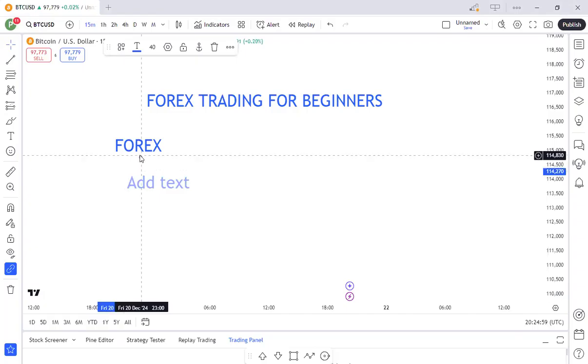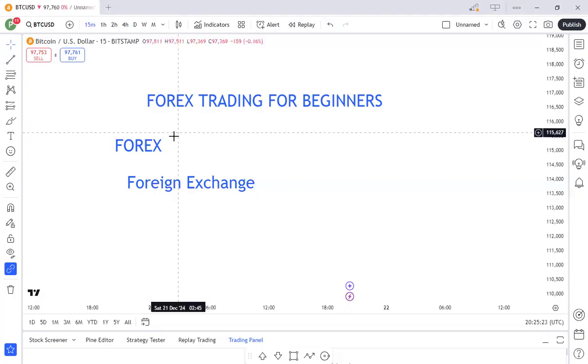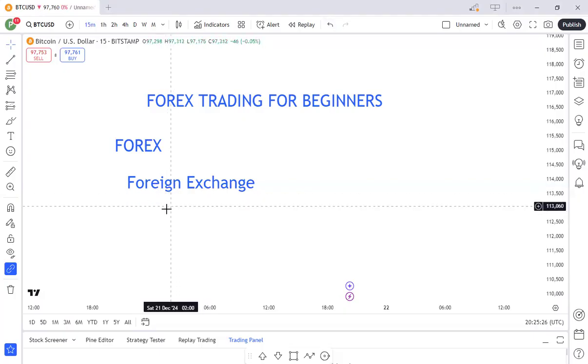So the FOR means foreign, and the EX means exchange. The word forex means foreign exchange. That's the full meaning of forex trading. So what is the meaning of forex? Forex is the art of buying and selling currency pairs. So the art of buying and selling currency pairs is called forex.